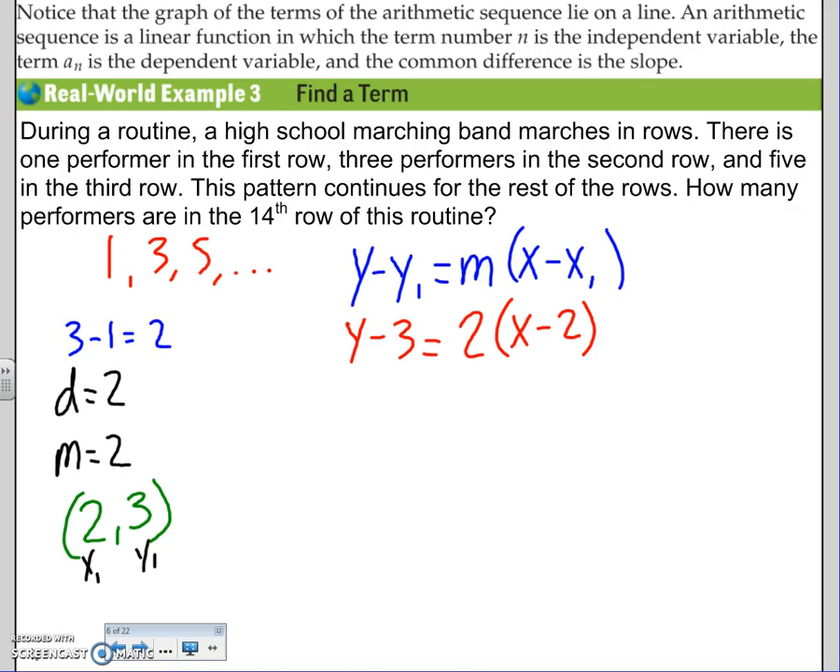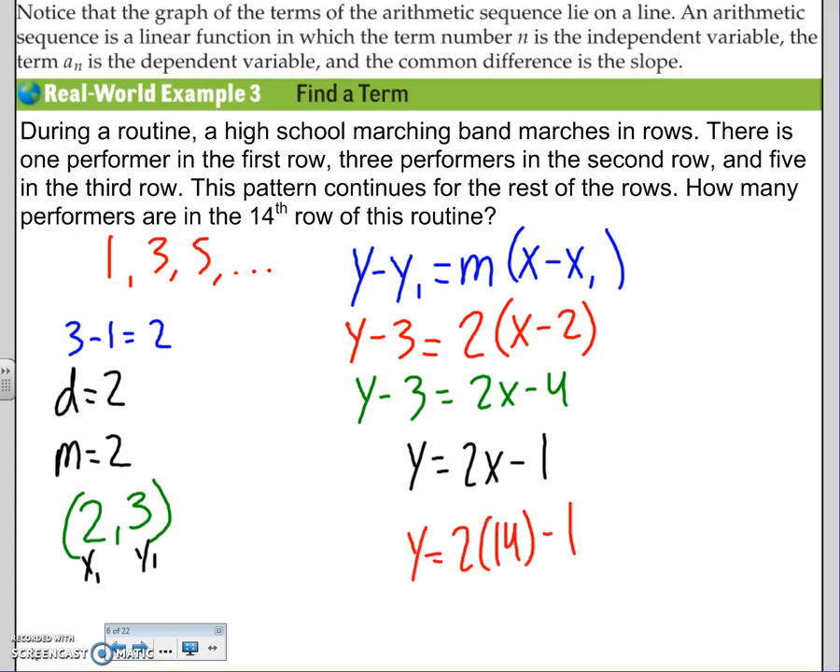We're going to distribute. So y minus 3 equals 2x minus 4. I'm going to add 3 to both sides. I get y equals 2x minus 1. Now that I have our equation, let's plug in 14, because it's the 14th row. So when x is 14, what's y? y equals 2 times 14 minus 1. That's 28 minus 1, which is 27. There's going to be 27 people in the 14th row.